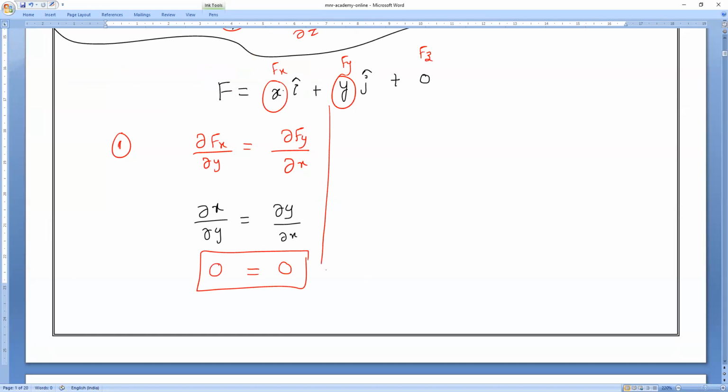Then you can verify with rule number 2. What is rule number 2? You can check it.